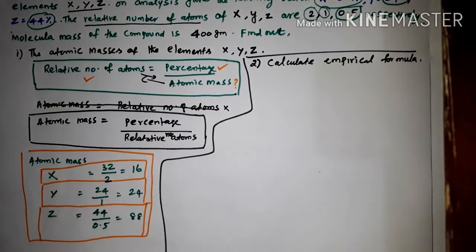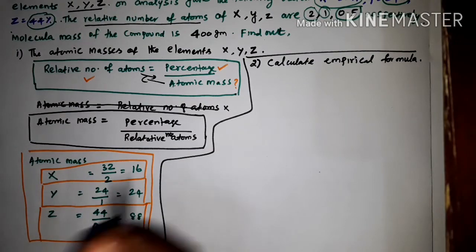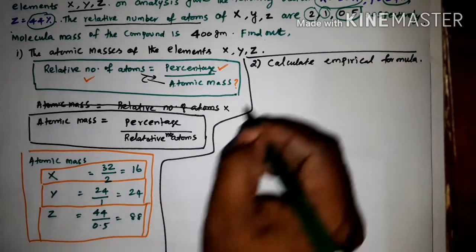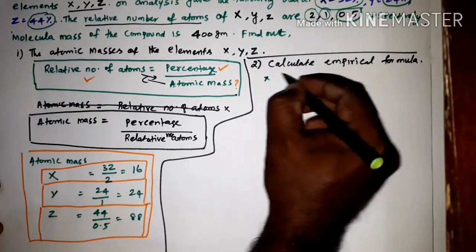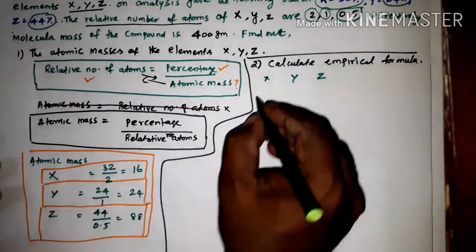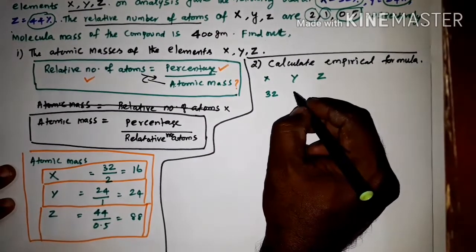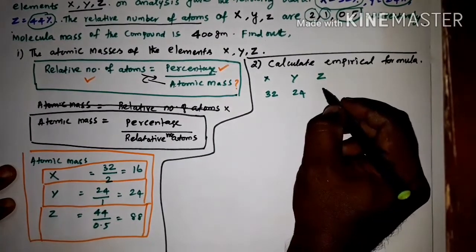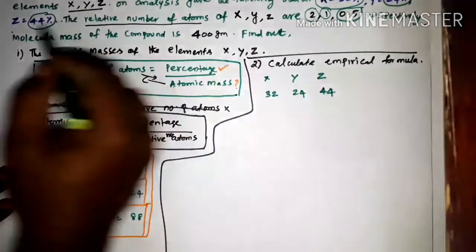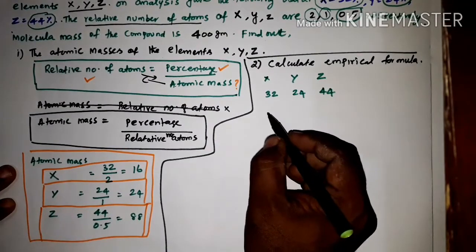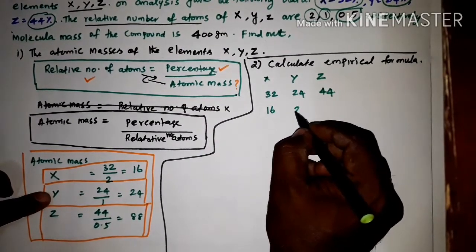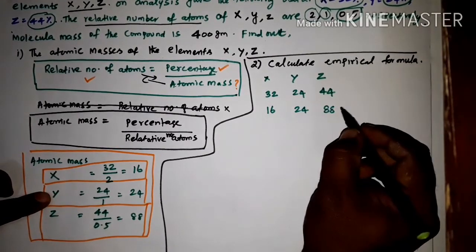Empirical formula. So what are the steps to calculate the empirical formula? First write the symbol, that is X, Y, Z. What are the percentages? There is a mass. Mass will be 32. Here Y is 24 and 44. See, the percentages 32, 24 and 44 are taken. Now atomic mass. What is the atomic mass? 16. This is 24. This is 88.